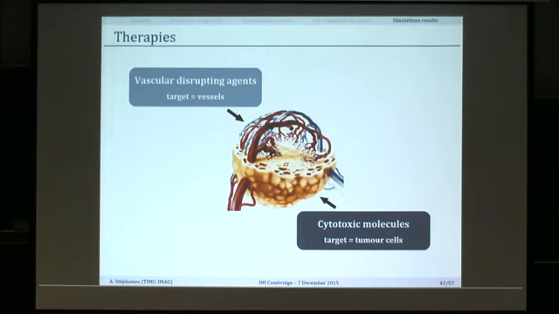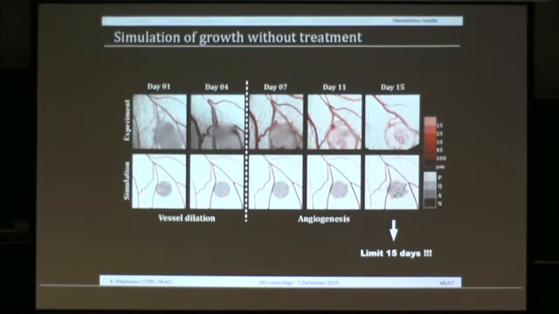So what we want to couple is vascular disrupting agent and cytotoxic molecules. As a first step, we just apply them separately on the virtual tumor. If we observe the tumor, we see it growing until day 15, and this is the limit. After that, we cannot follow it really.